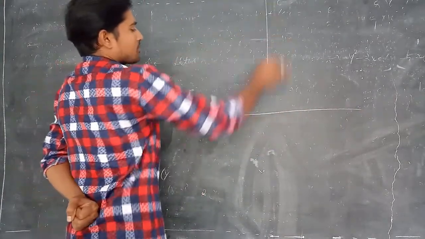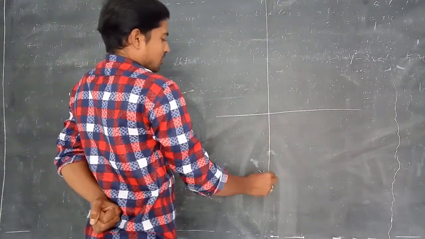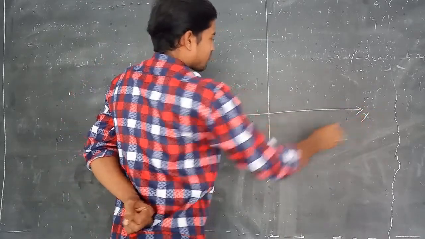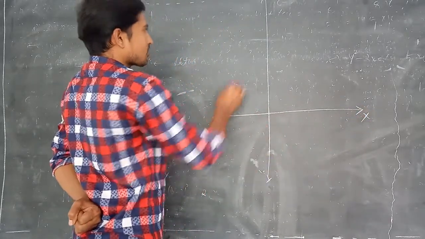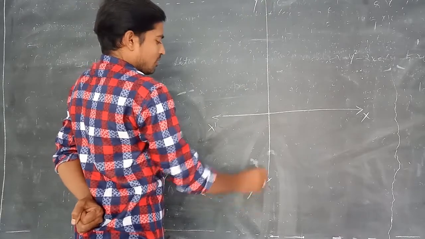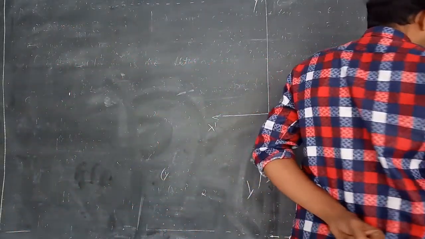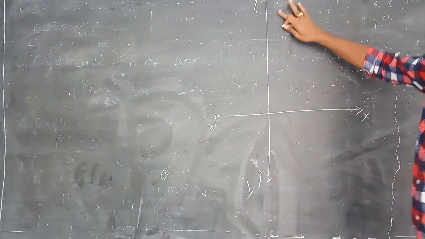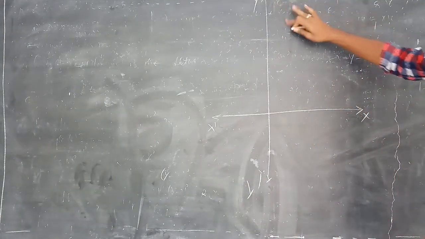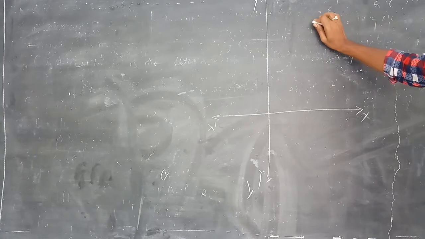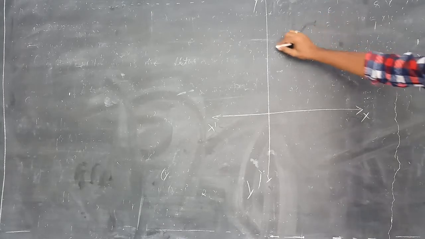Coordinate axis, x axis, x dash, y, y dash. A line makes a positive angle with the x axis. I mean to say, in the anti-clockwise direction.